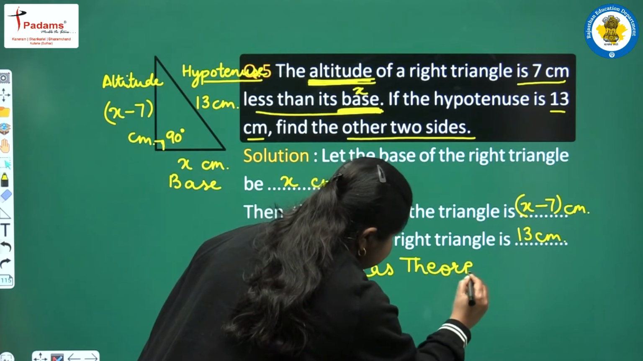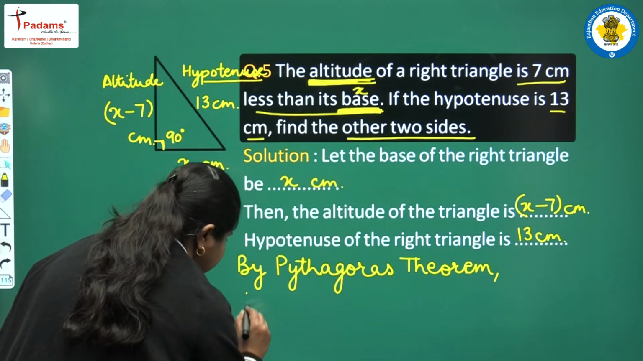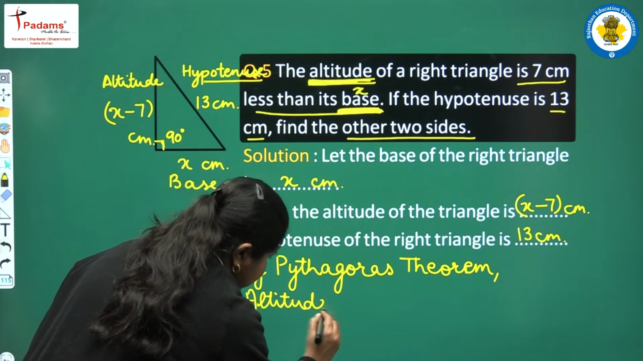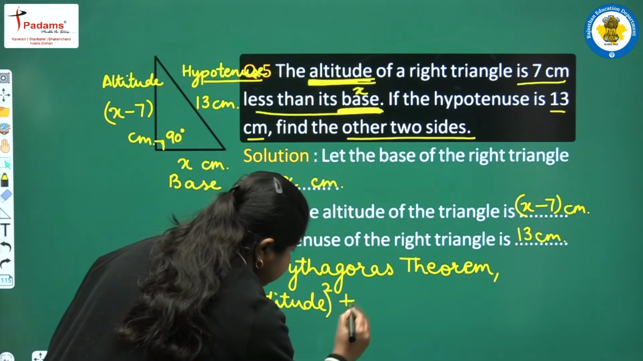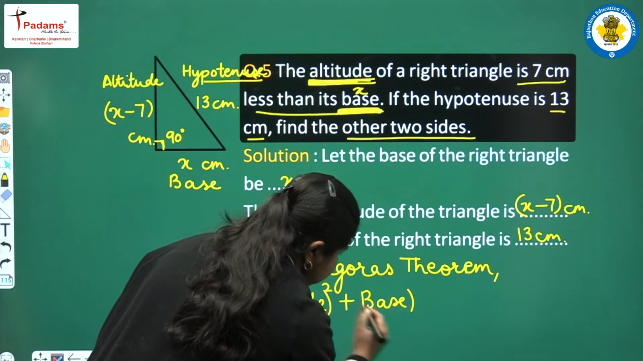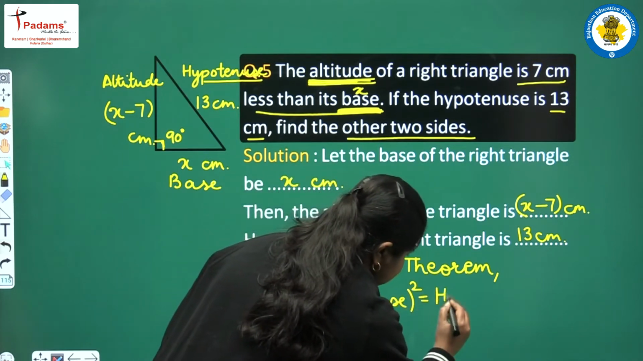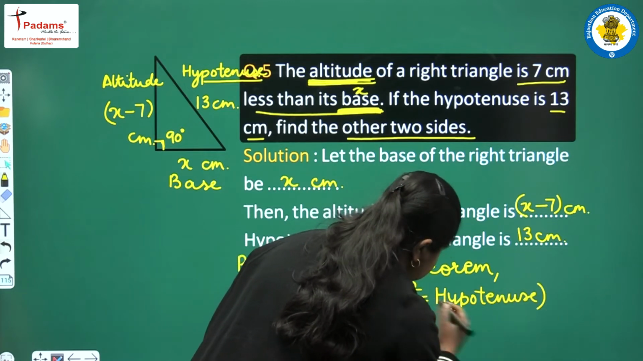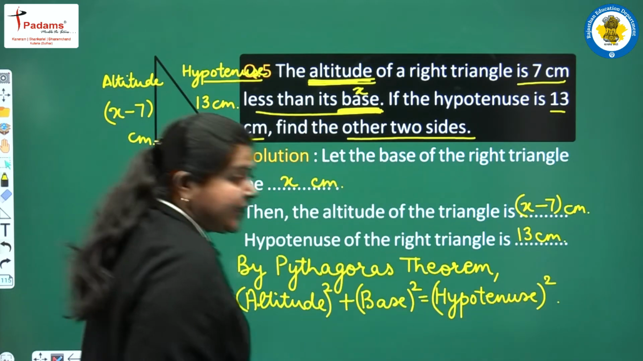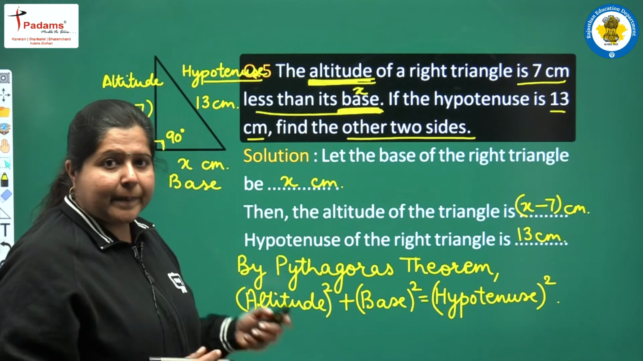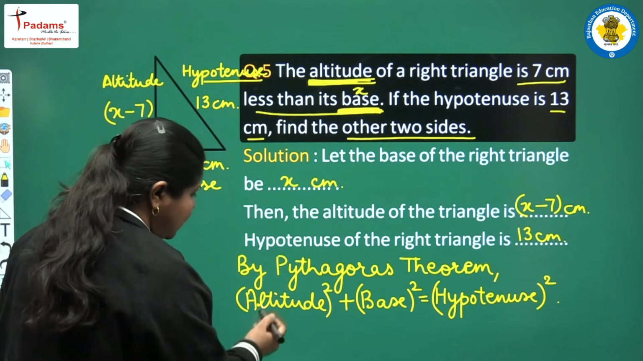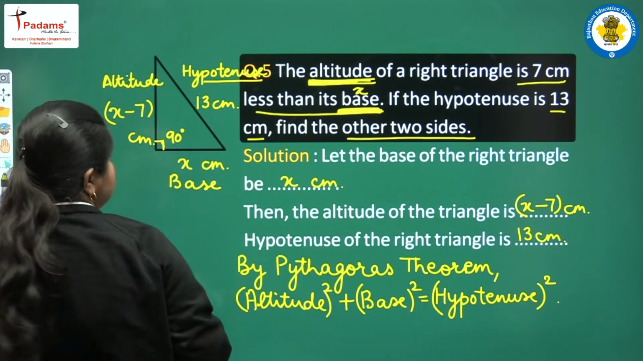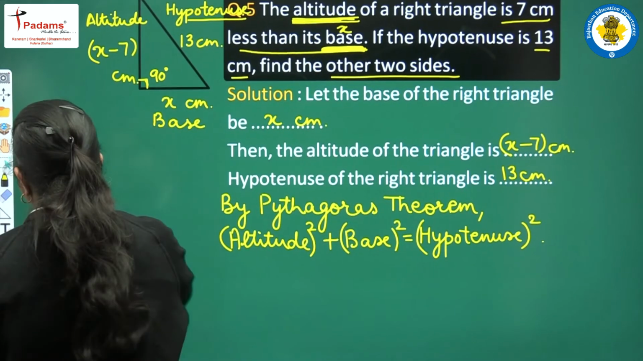we can relate these three sides as altitude square plus base square. This is equal to hypotenuse square. Altitude means the perpendicular side. Okay, so altitude or perpendicular both mean the same here, and so altitude square plus base square is equal to hypotenuse square. इस relationship से ये तीनों sides आपस में related होती हैं.